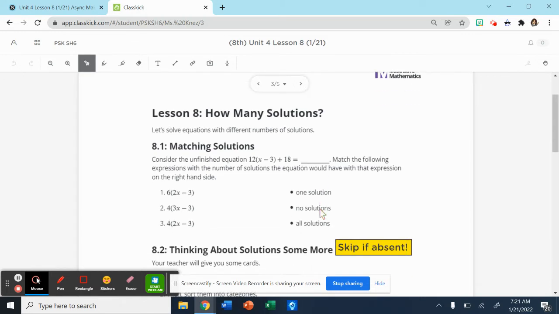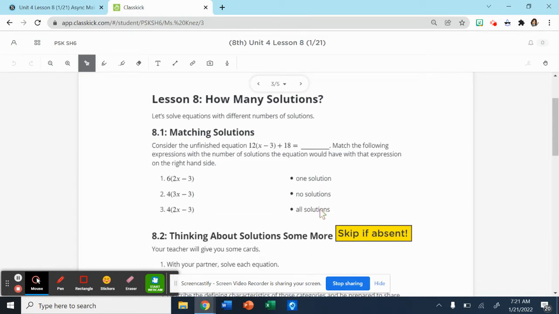The first thing we did was 8.1, matching solutions. Consider the unfinished equation 12 times (x minus 3) plus 18. Match the following expressions with the number of solutions the equation would have with that expression on the right side. So if expressions 1, 2, and 3 were on the right side of the equation with the blank, which one would give us one solution, which would give us no solutions, and which would give us infinite solutions? Go ahead and pause this video to try 8.1 on your own.